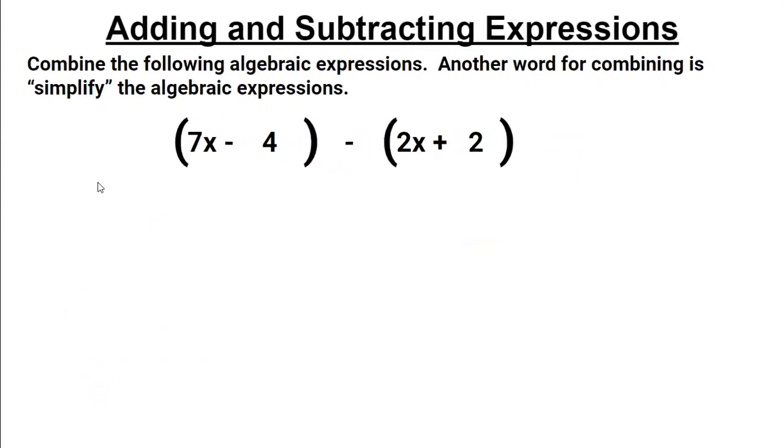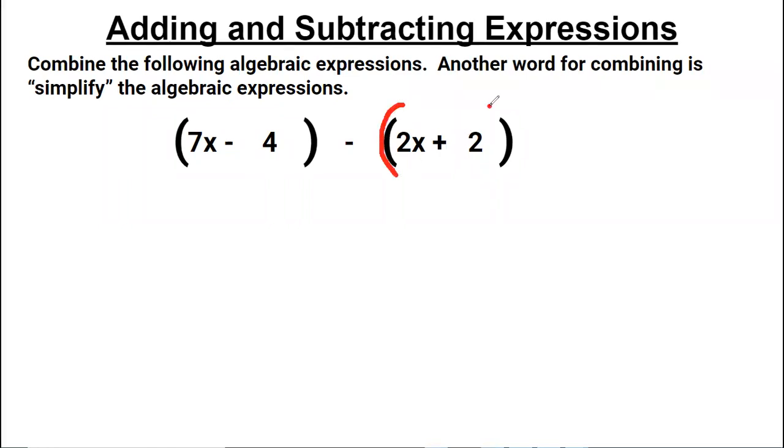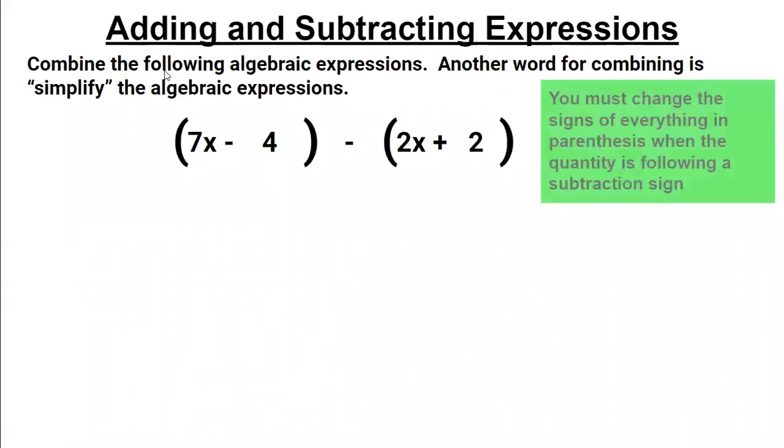Let's try another one. 7x minus 4 minus 2x plus 1. Be very careful when you have something in parentheses here and you're subtracting. You have to change the sign of everything in the parentheses before you add them together. So let me show you how that works. You must change the signs of everything in parentheses when the quantity is following a subtraction sign.